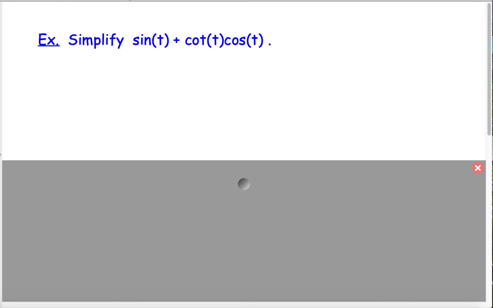So let's start with the cotangent, because I can write that as sines and cosines. So I've got sine of t plus the cotangent, which is the cosine over the sine, and then times another cosine. If you want, you can write that as cosine over 1. And if I'm going to add these together, I'm going to need a common denominator. So that means that I'm going to have to multiply the first term, sine of t, by sine of t over sine of t. And then I'll have a common denominator, and I can combine those. So the first term, I'm going to have sine squared over sine.